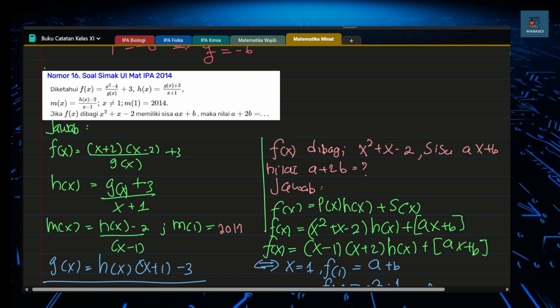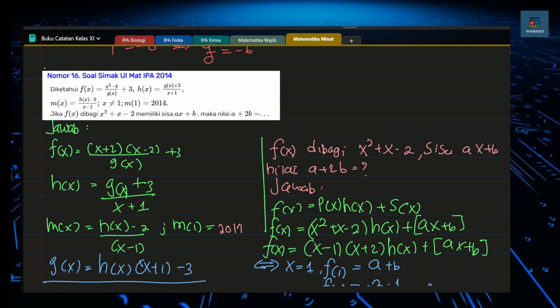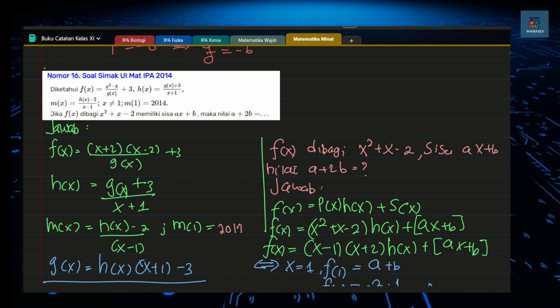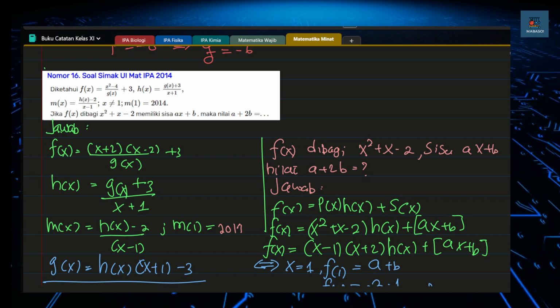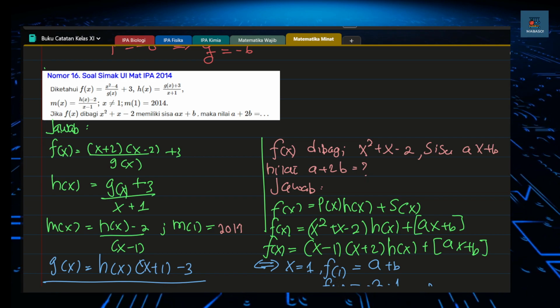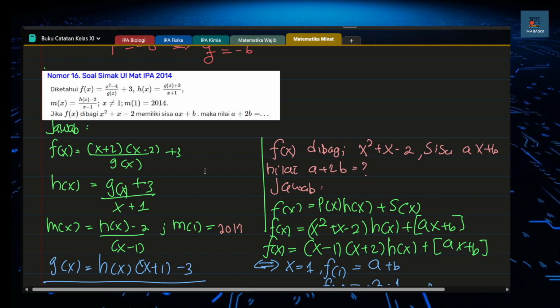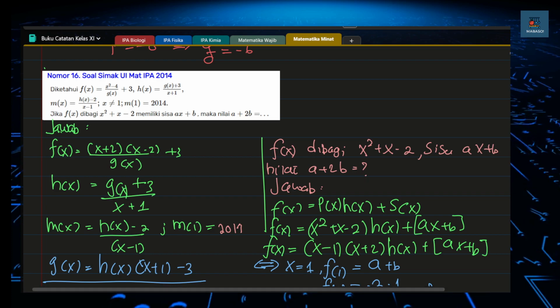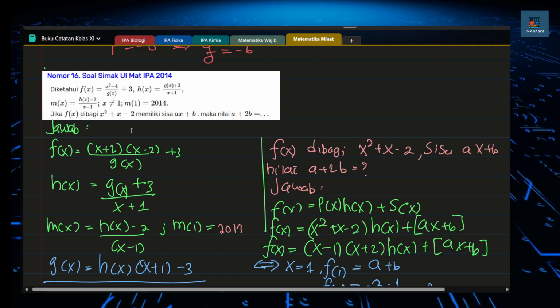Today I'm gonna discuss another question, and this is again a polynomials question. As I said in my previous video, lately I've been very intrigued with polynomials questions. So right now we're gonna do another polynomials question, and this one is an interesting question from SIMAK UI.